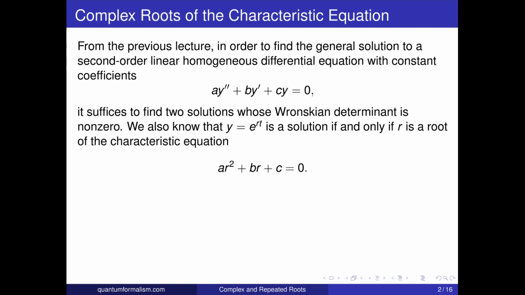And if the Wronskian determinant of those two solutions was non-zero, then a superposition like that could solve every initial value problem for an appropriate choice of constants. We also used this characteristic equation to figure out that this exponential function y equals e to the rt will be a solution to this differential equation if and only if r is a root of the characteristic equation.